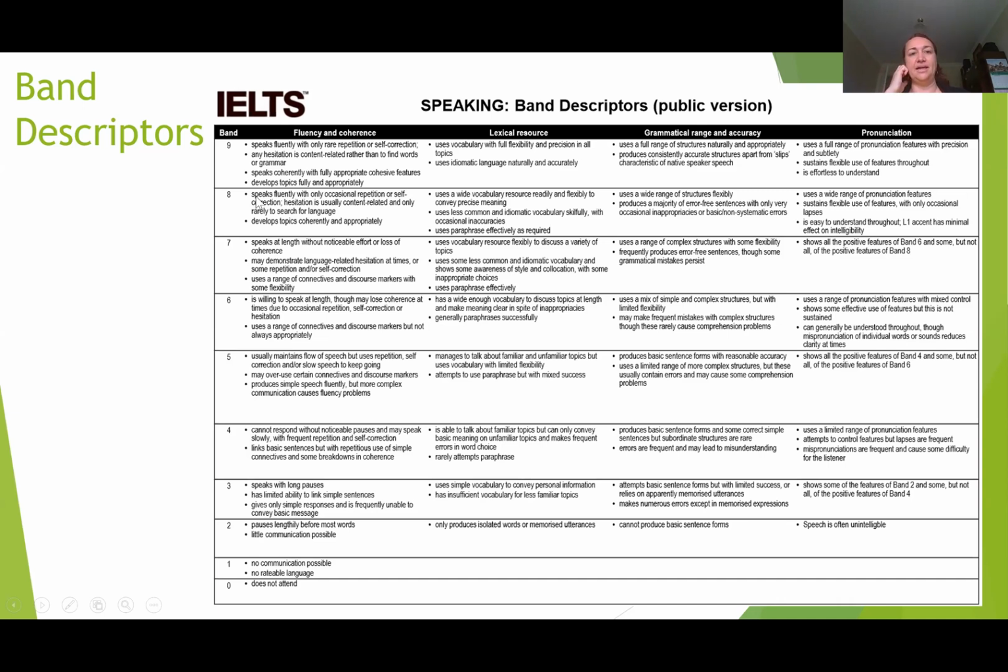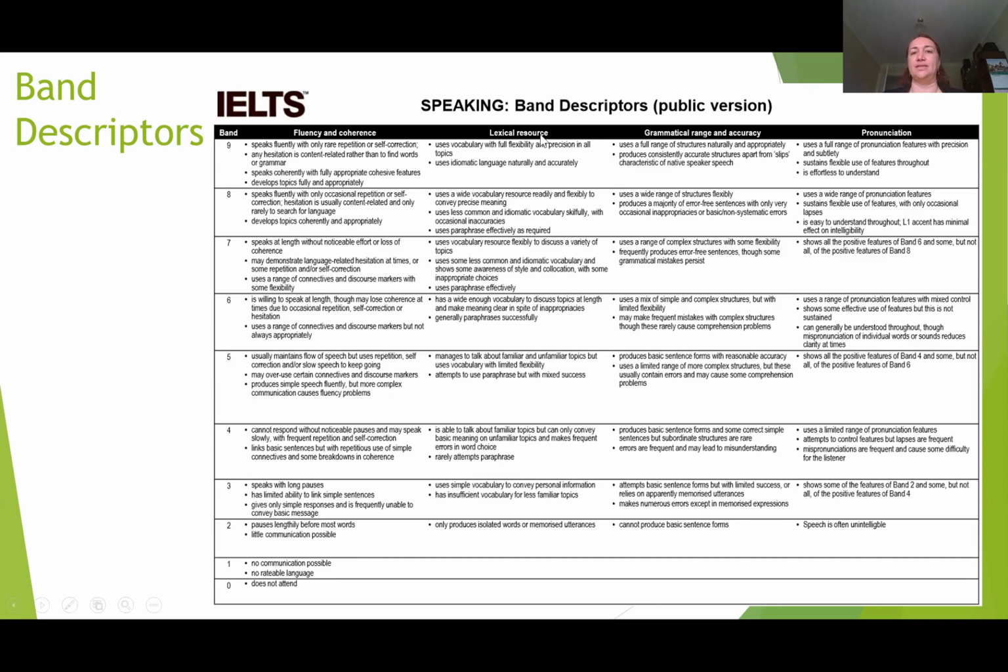8, for instance, says speaks fluently with only occasional repetition or self-correction. Hesitation is usually content related and only rarely to search for language. So if you pause, it's just going, what is that word again? Oh, juxtaposition, or whatever the vocabulary. Develops topics coherently and appropriately. Appropriately means, have you answered the actual question? I found a lot of times when I ask a question, I'll get an answer to a completely different question. So you need to make sure that we have a look. We'll have a look at that in a moment, making sure we understand the question first.